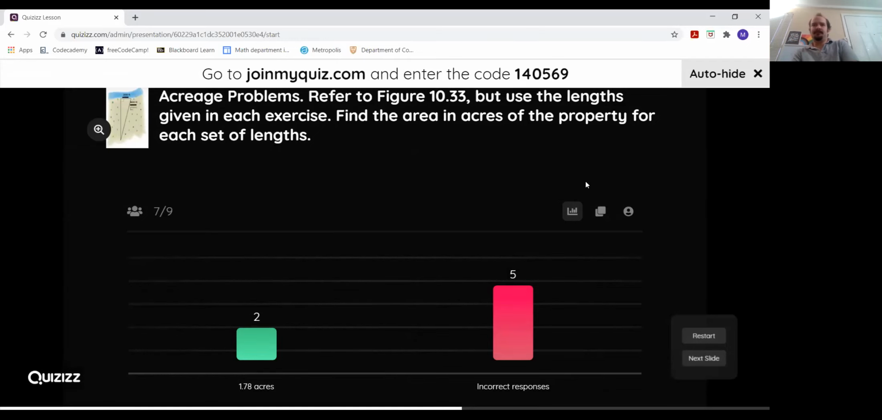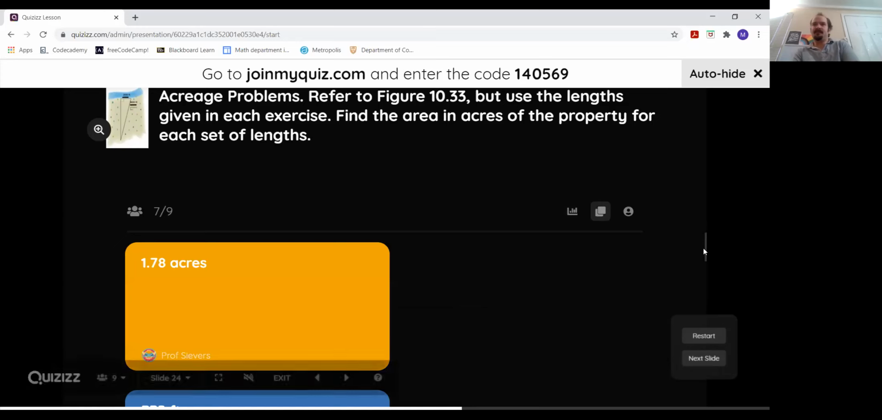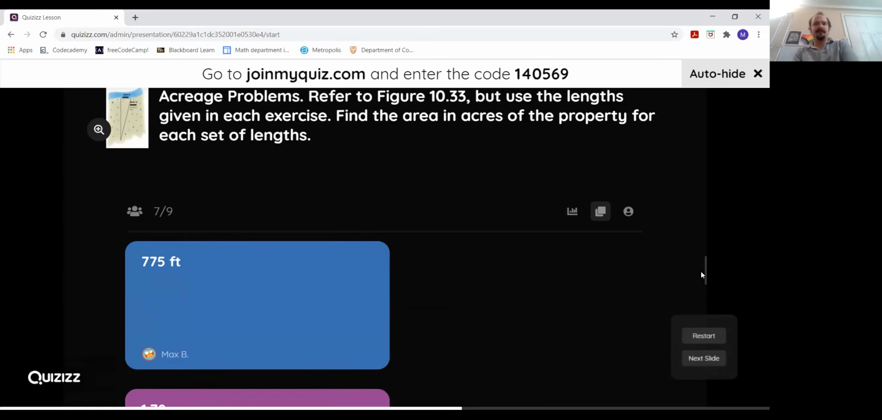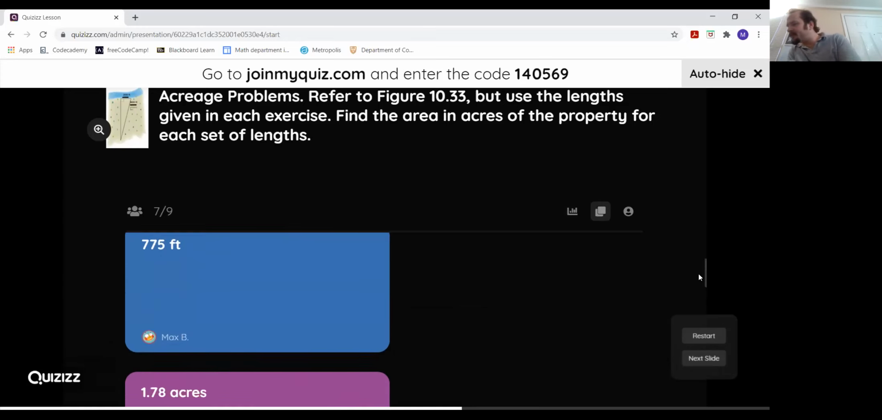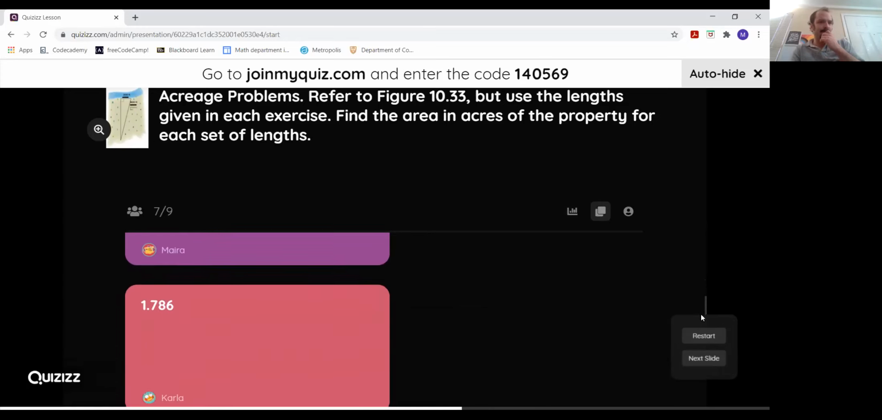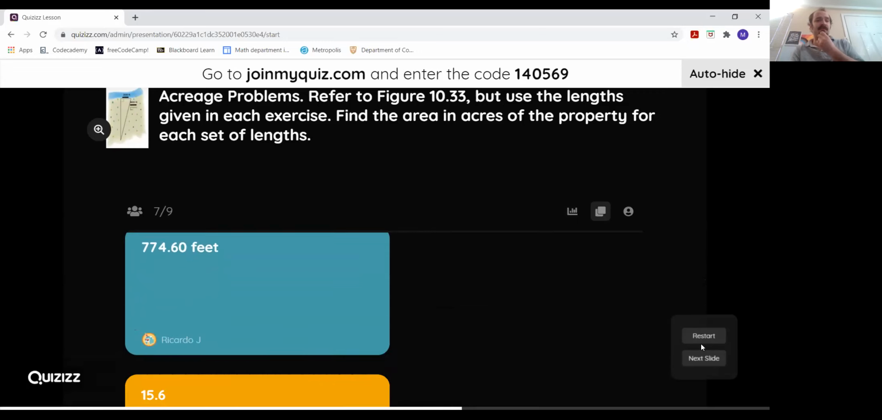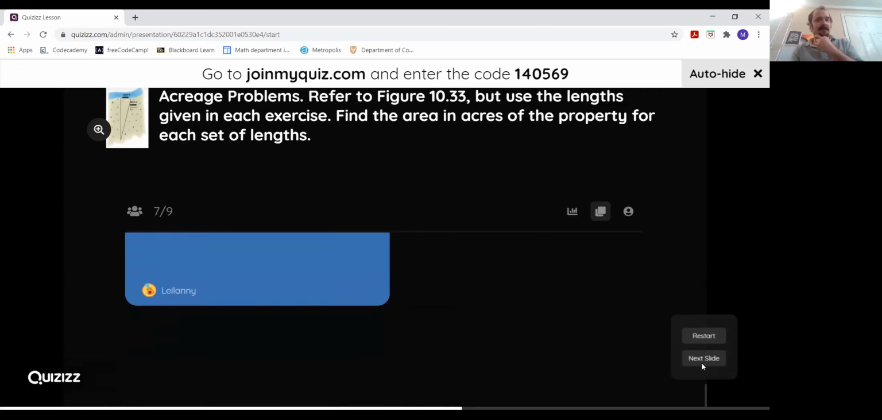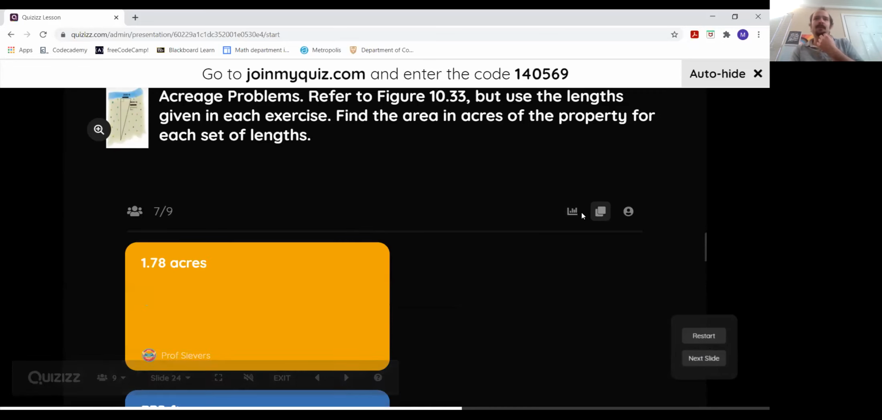Where are you at? 0.78. 775 feet. I'm not seeing where that's coming from. 1.786. Okay, that's good, so the 1.78s are there. I'm not sure where these other numbers are coming from.